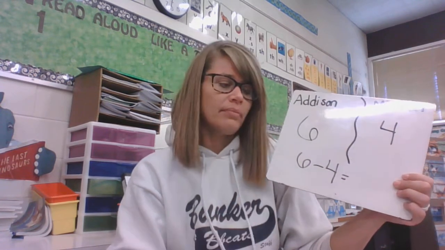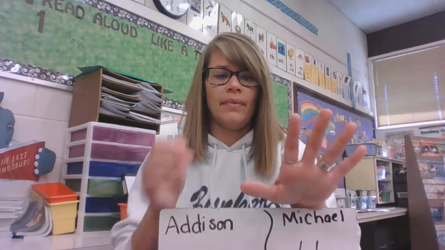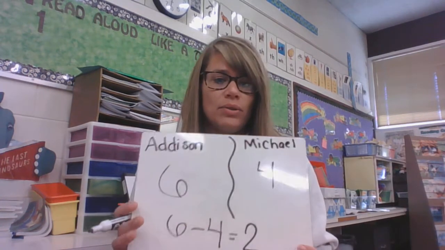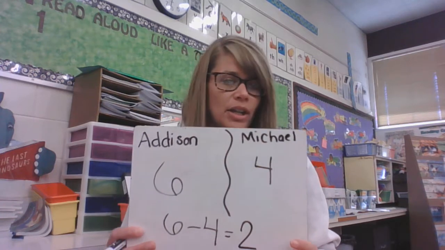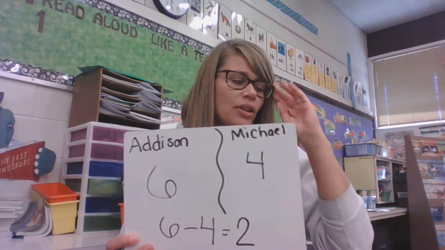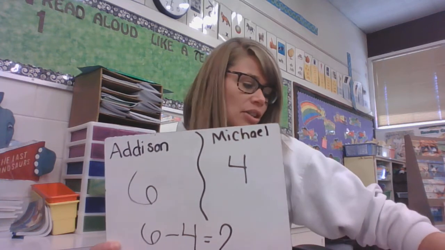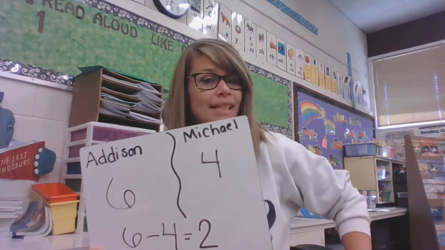So let's try it. Okay, let's put 6 fingers up and count back 4. 1, 2, 3, 4. What's my answer? 2. So Michael has 2 less than Addison. So when you do your math problem today, I want you to create a chart like this, except you're going to have 2 different names, and they're not sharing blocks today, they're sharing pencils.